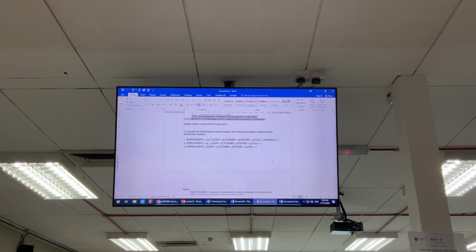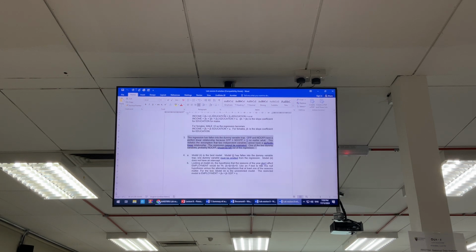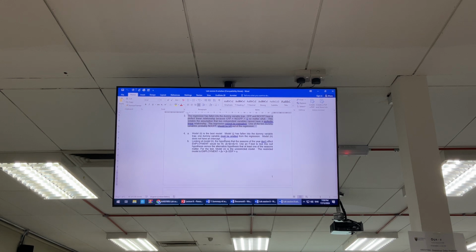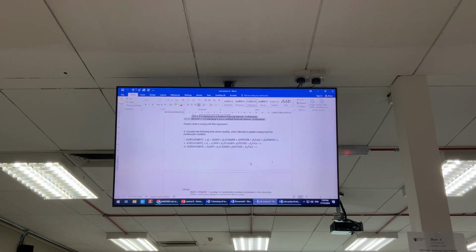So the first model cannot be used because it has fallen into the dummy variable trap. One variable must be omitted or excluded from the computation. In the second one, we exclude spring, so we only include 3. That is okay, because we have beta 0 and only 3 dummies. The third one, we exclude 1, but we don't have the intercept beta 0. That means the model is incomplete.